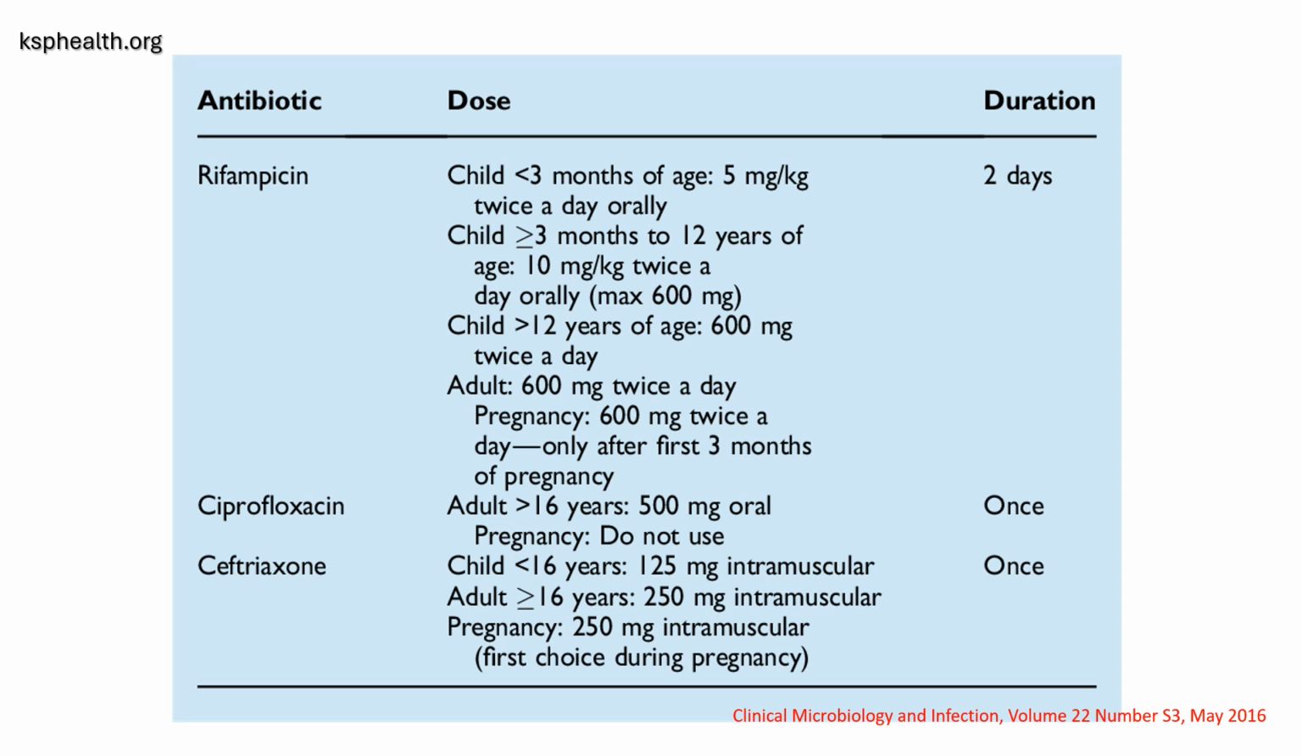Pregnancy, do not use ciprofloxacin. Ceftriaxone, children less than 16 years, 125 mg intramuscular. Adult more than 16 years, 250 mg intramuscular, again 1 dose. And pregnancy, 250 mg intramuscular. It is the first choice during pregnancy.